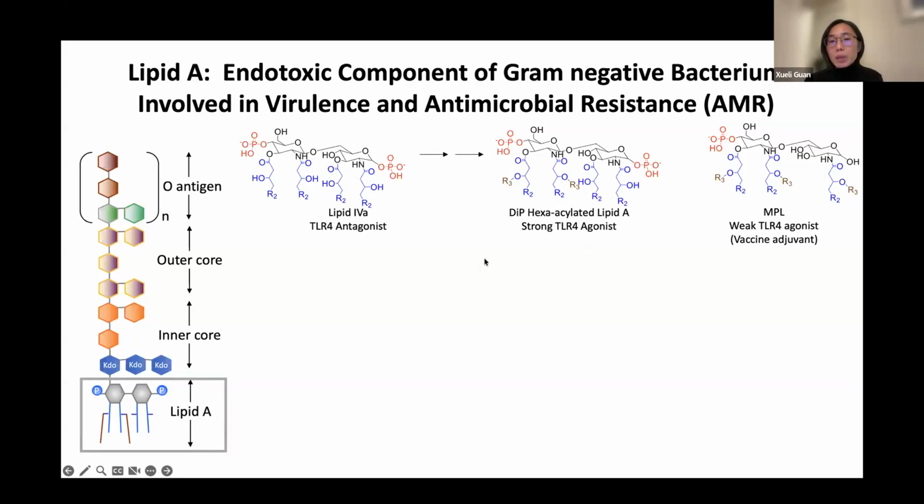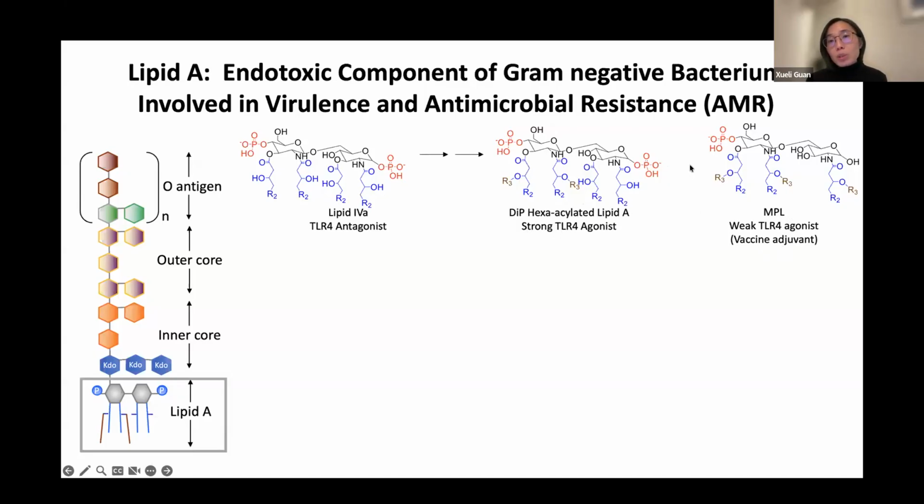So the well-known lipid A isolated from E. coli, the major form, is this diphosphorylated lipid A, which has 6 tails, so it's hexa-acylated, and it's known to be a strong toll-like receptor agonist. Its precursor lipid 4A, which has only 4 tails, is on the other hand a toll-like receptor antagonist. With the known immunomodulatory effects of lipid A, modifications have been made and monophosphoryl lipid A has been commercially available as it can serve as a vaccine adjuvant.